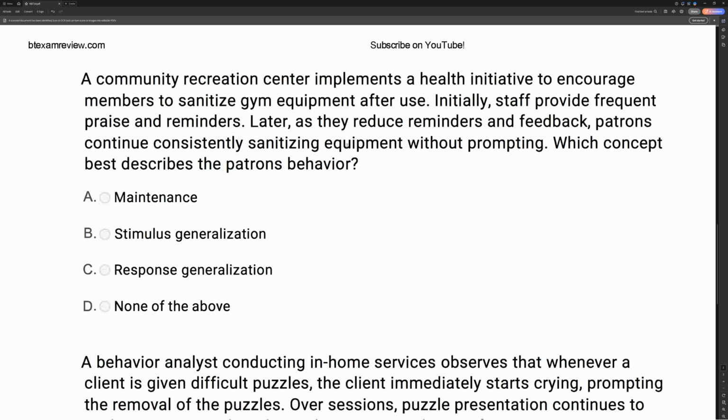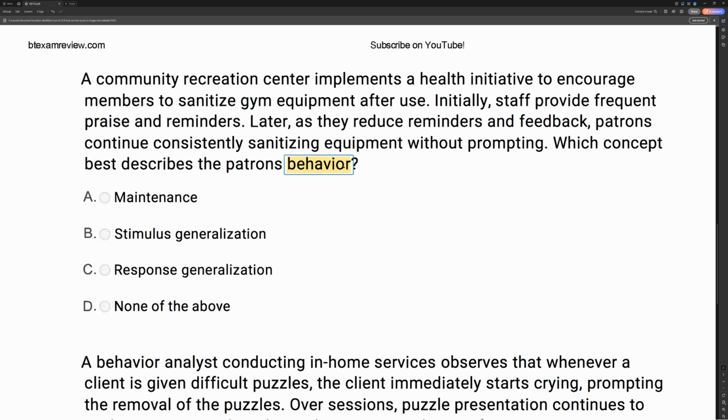A community recreation center implements a health initiative to encourage members to sanitize gym equipment after use. Initially, staff provide frequent praise and reminders. Later, as they reduce reminders and feedback, patrons continue consistently sanitizing equipment without prompting. Which concept best describes the patron's behavior?